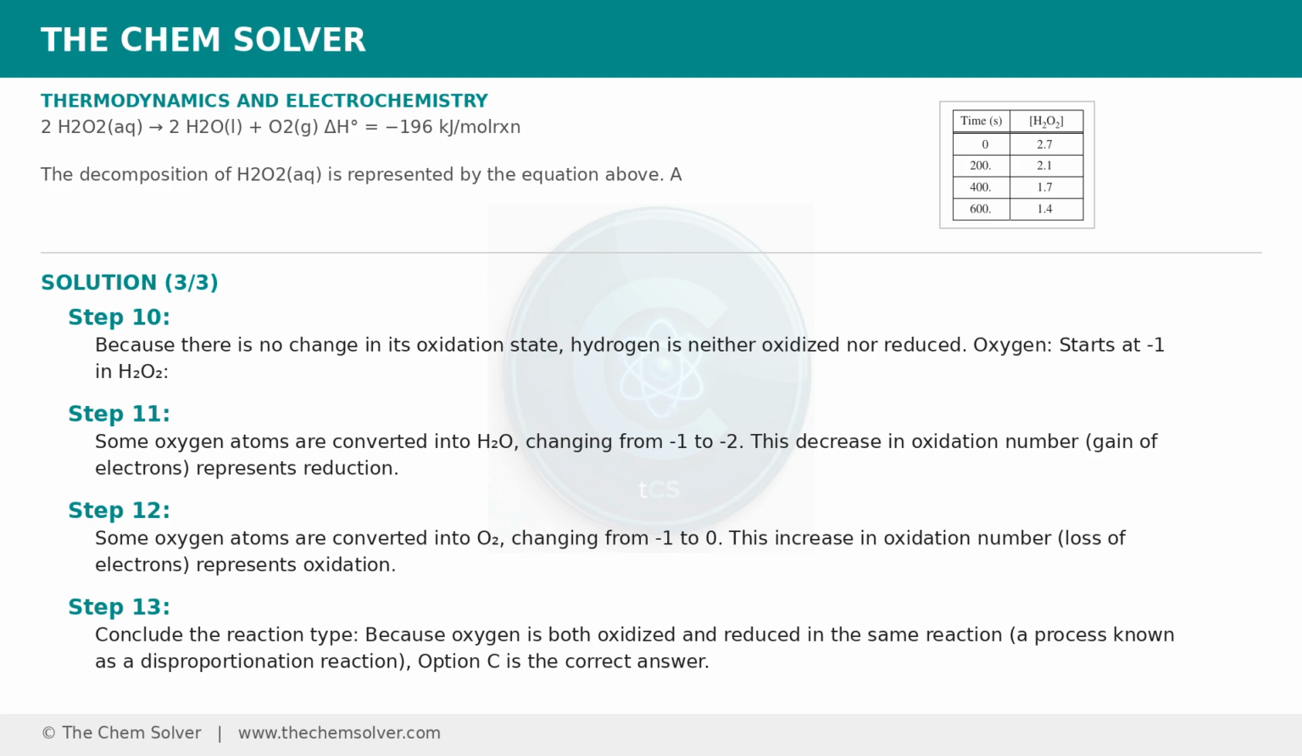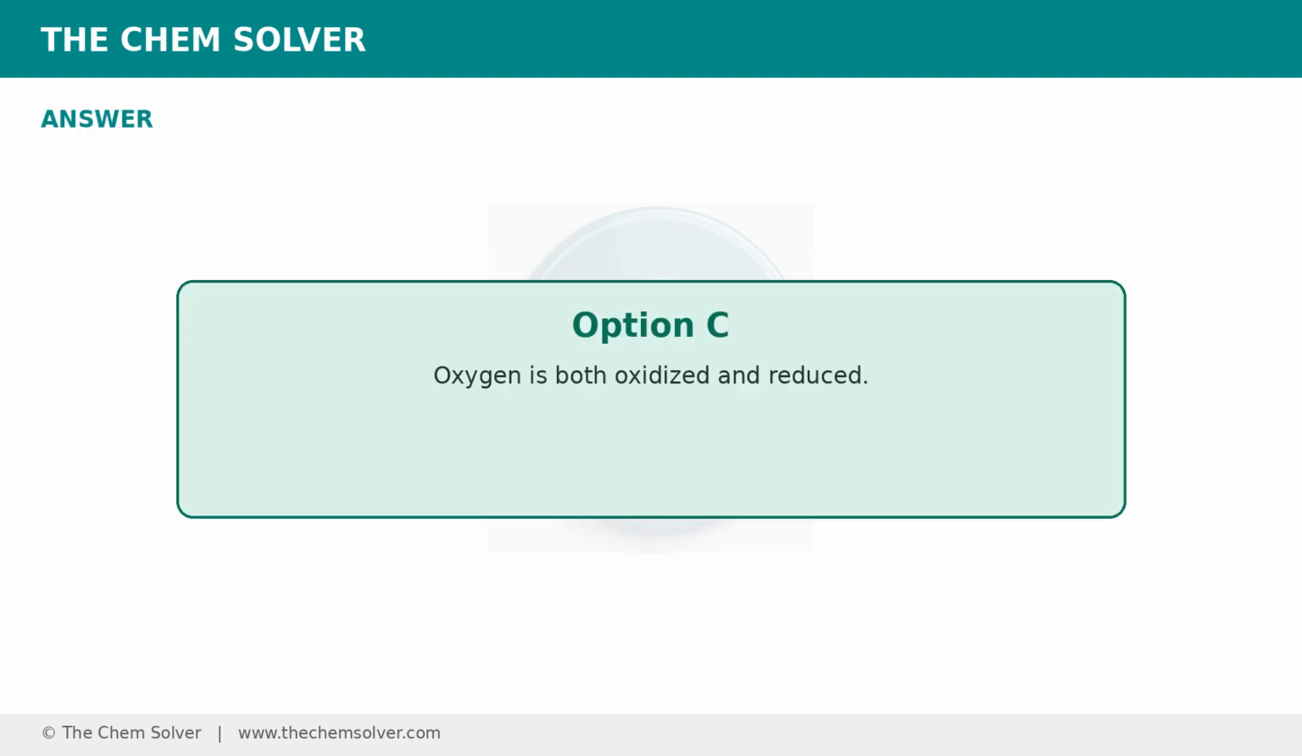Conclude the reaction type. Because oxygen is both oxidized and reduced in the same reaction, a process known as a disproportionation reaction, option C is the correct answer. The correct answer is option C. Oxygen is both oxidized and reduced.